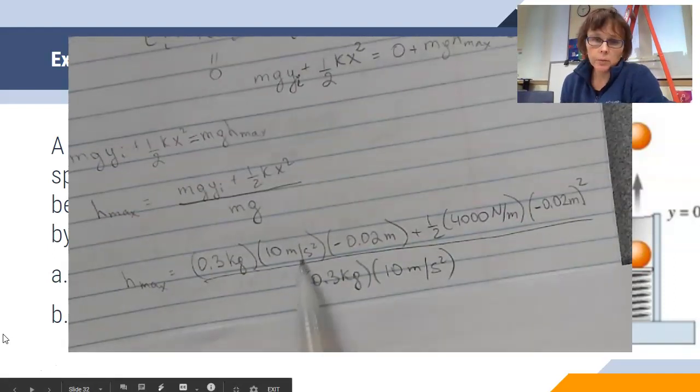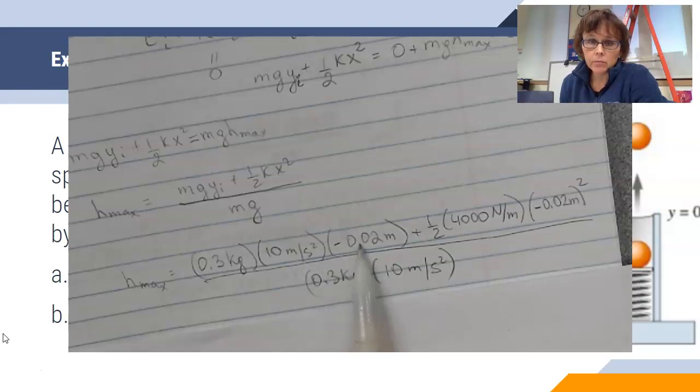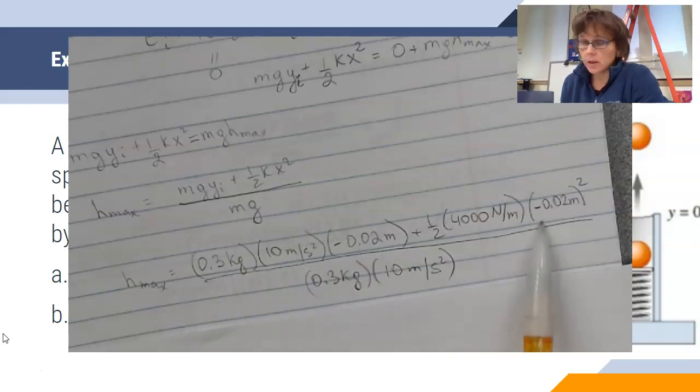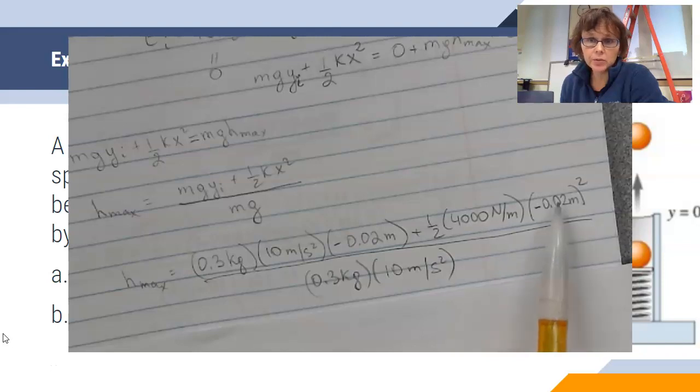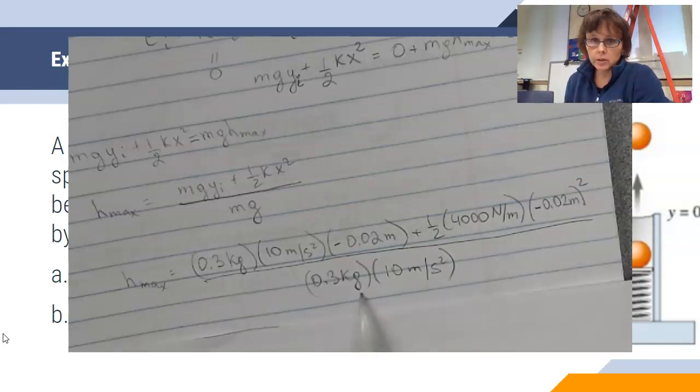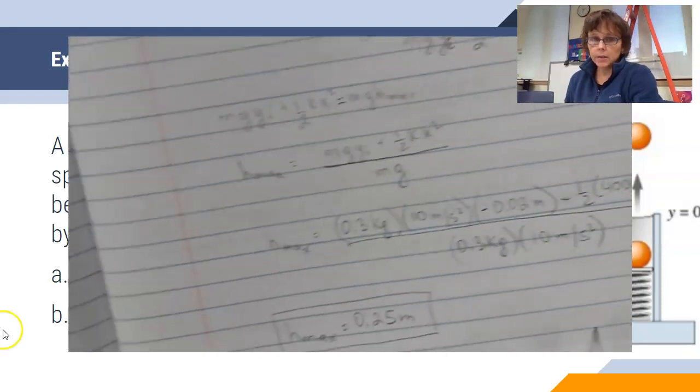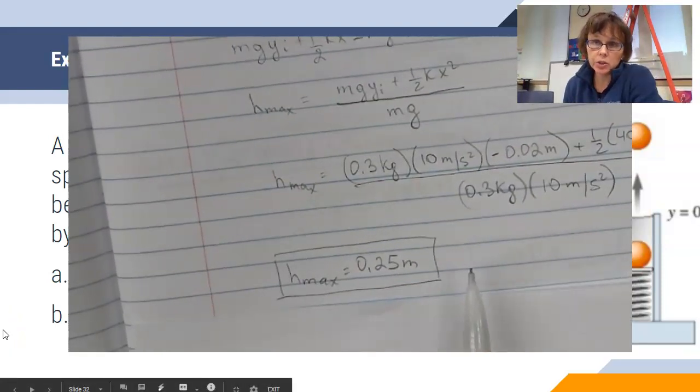Be careful when you're plugging in the initial position relative to the reference point, it should be negative. So it is a negative number, as well as the x for the elastic potential energy. However, for the elastic potential energy, it doesn't really matter because it is going to be squared, so it is not going to make the energy negative. So elastic potential energy is always positive. So we can calculate, and we can find that the height is going to be 0.25 meters, which is 25 centimeters.